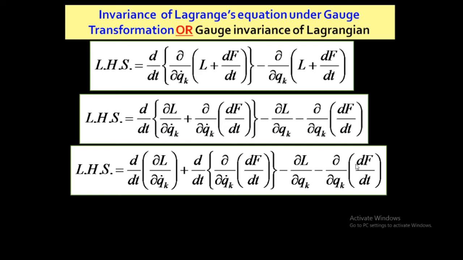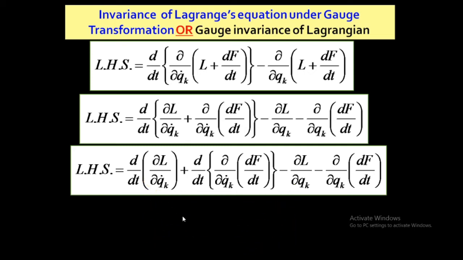Now look at this term d by dt del L by del qk dot. This is the first term of the Lagrange's equation, and here this is minus del L by del qk. This is the second term of the Lagrange's equation. So I will bring this term close to the first term. I will shift this closer to this first term.